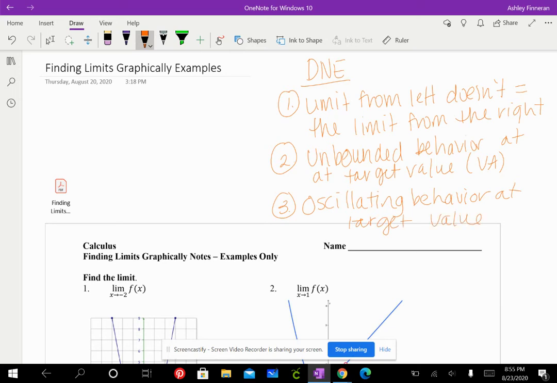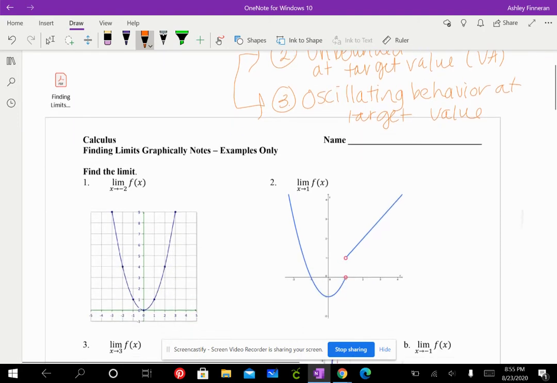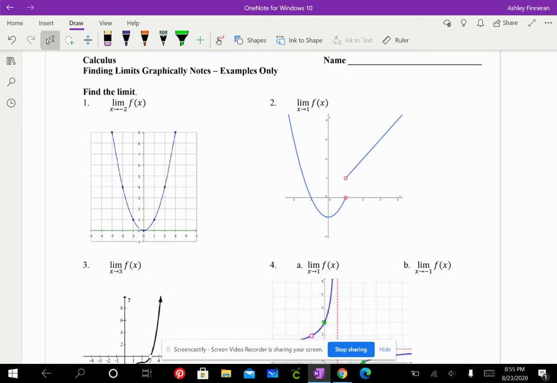So unless you have unbounded behavior, like a vertical asymptote, or oscillating behavior, other than 2 and 3, what you should be considering every single time you try to find a limit is: does the limit from the left equal the limit from the right? So we're going to go through some examples. You are welcome to print these notes off, or you're welcome to open them with Cami in Google Chrome, and you can just write on the sheet with me.